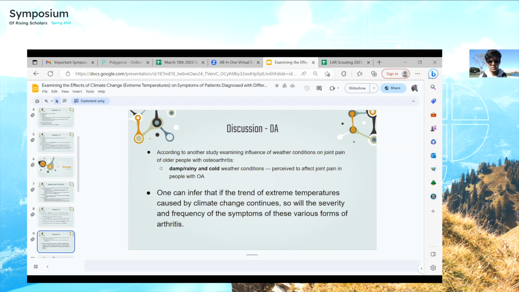And sort of a side note, one of the main theories of why damp, rainy, and cold weather conditions worsen osteoarthritis is that not only does the colder weather increase pain, there's also a psychological effect, especially when it's rainy. The mood of people goes down, and that can result in them not going outside as often and not exercising as often due to the conditions, and that can very severely affect our arthritis in general.